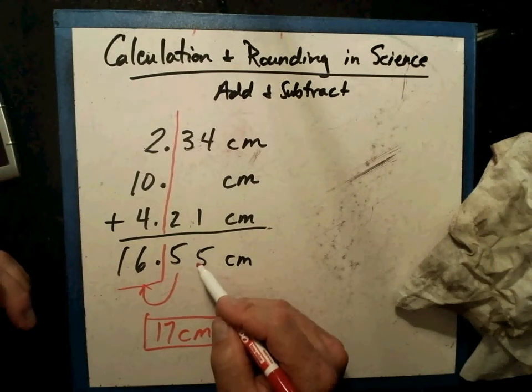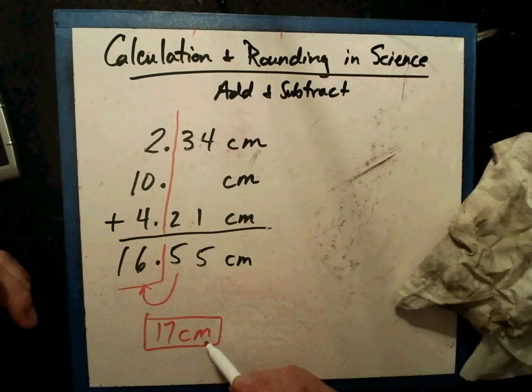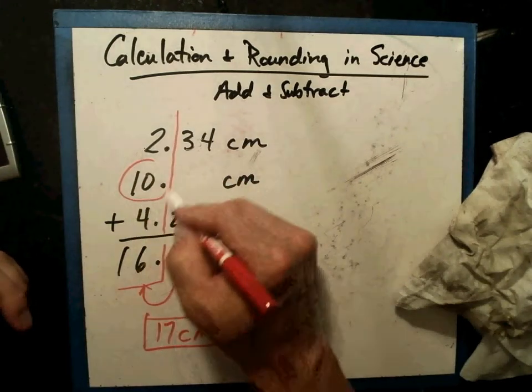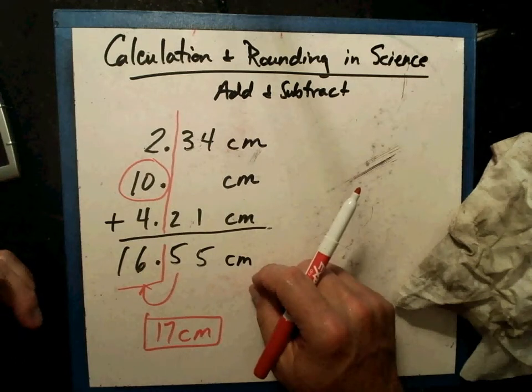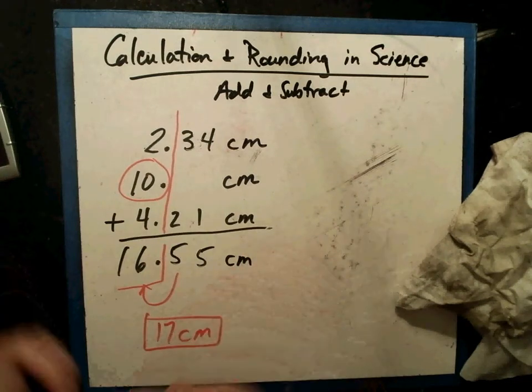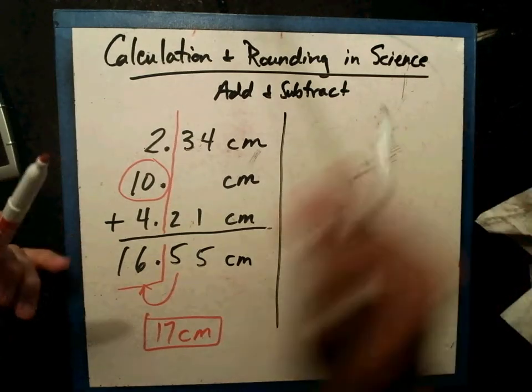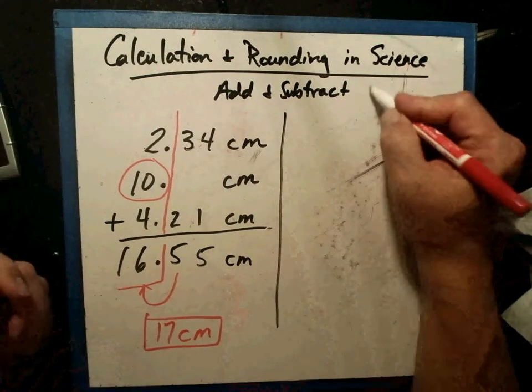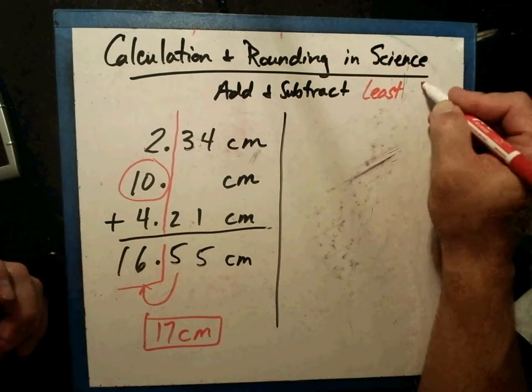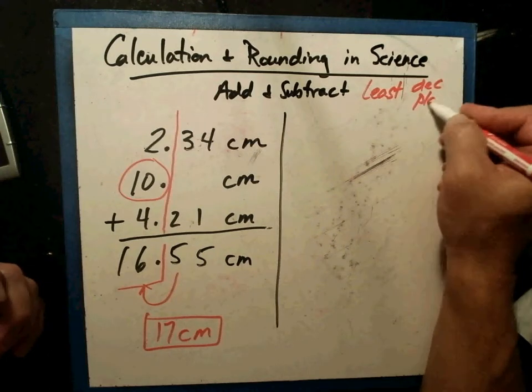So that answer, wow, really changed a lot, didn't it? This is a vague answer because I had one number that was really vague to start with. This is how you do addition. Now, subtraction is the same rules. If you hadn't figured out the rules, here's the rules. We're going to go by least decimal places.